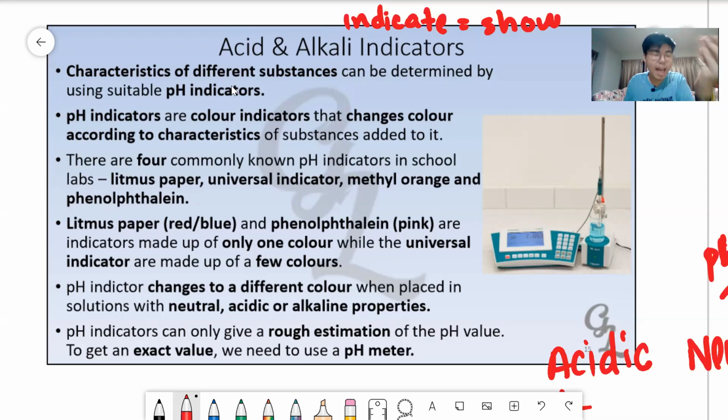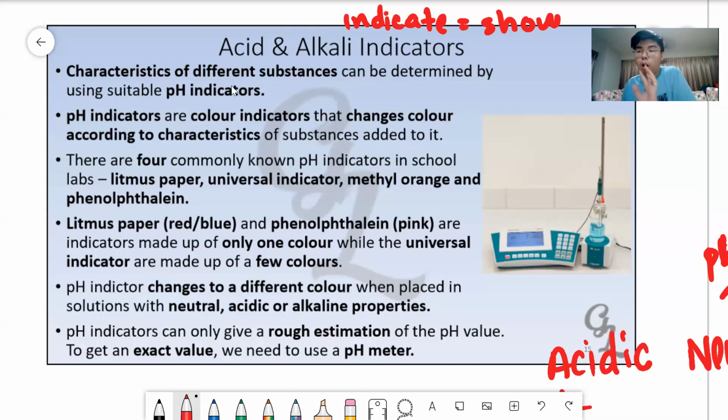Alright? pH indicators, they are color indicators. Because later on when we study all the 4 pH indicators, they are all going to have their own color. So they are also color indicators that will change color according to the characteristic. Different characteristics will change the color differently. So for us, we want to observe the changes in the color. From the original color, change to another color, what does that mean? That is called identifying the characteristic.